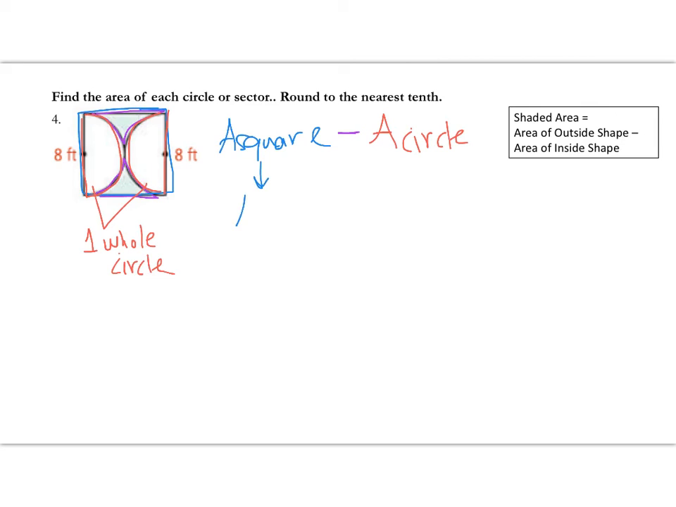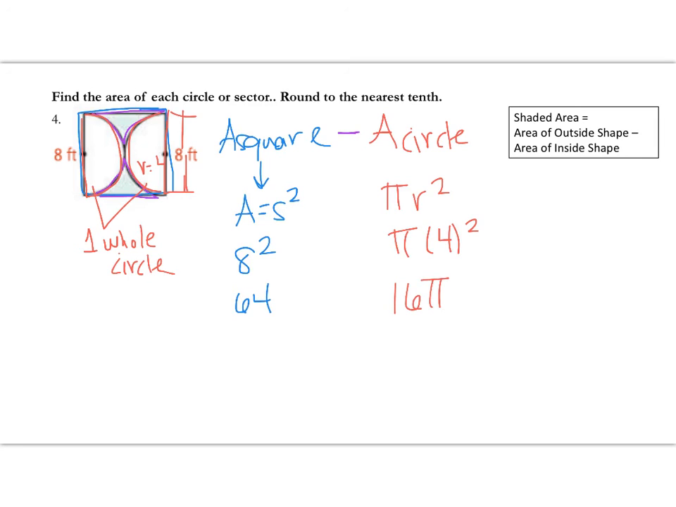The formula for a square is area equals side squared. So that's just going to be 8 squared, which is 64. And then for the circle, the area formula for a circle is pi r squared. And the radius, just be careful, the 8 was the whole side of the square, so the radius would be half of that. The radius is going to be 4. So it's pi times 4 squared, which is going to be 16 pi.